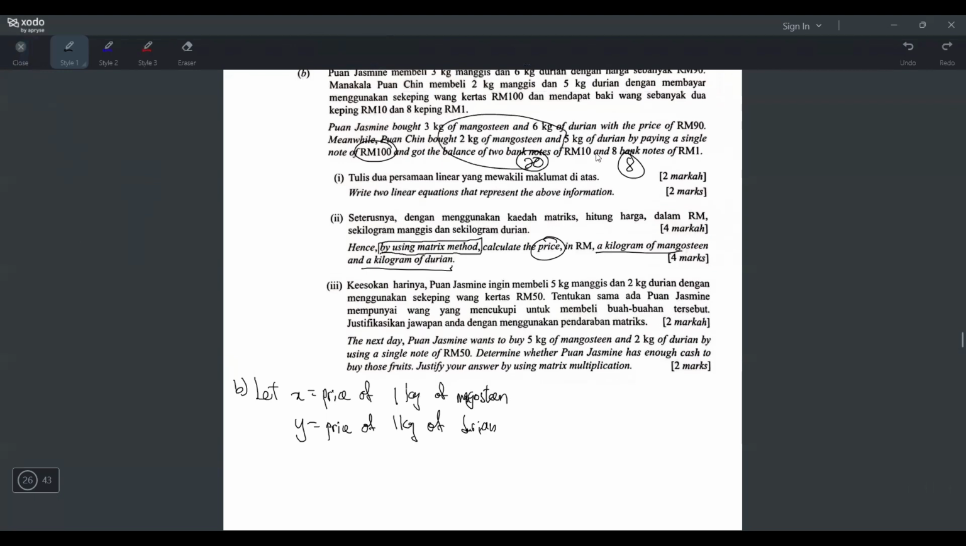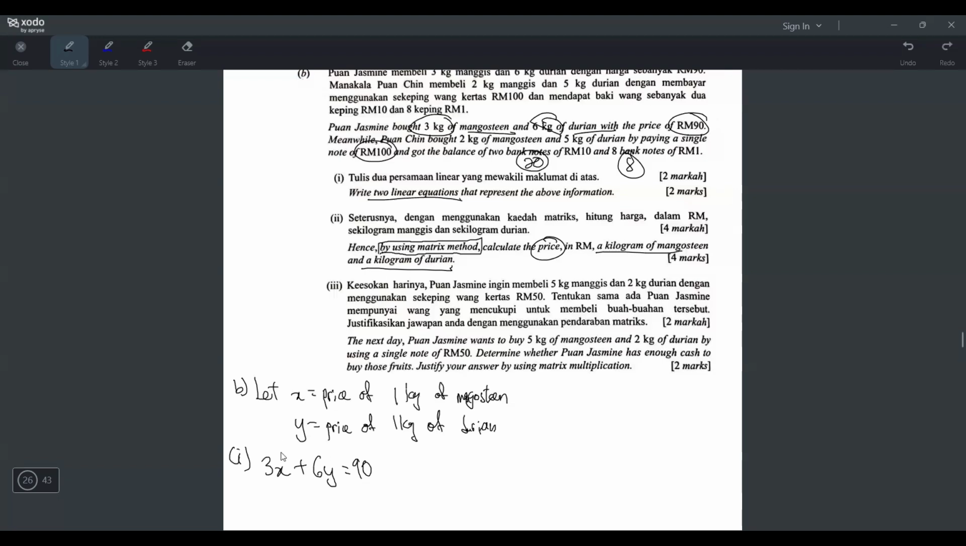And now when you read this, it will become very easy to write the two equations because you already know what your xy represents. So now it becomes very easy. So Puan Jasmine bought 3 kg of mangosteen, 6 kg of durian with a price of 90. So 1 kg of mangosteen will cost you X ringgit. If you buy 3 kg, it will cost you 3 times X, plus with 6 kg of durian, so 6y. And then equals to 90, right?